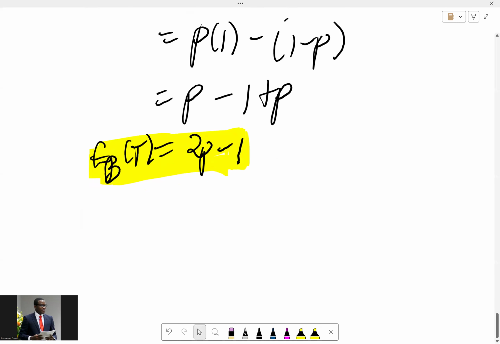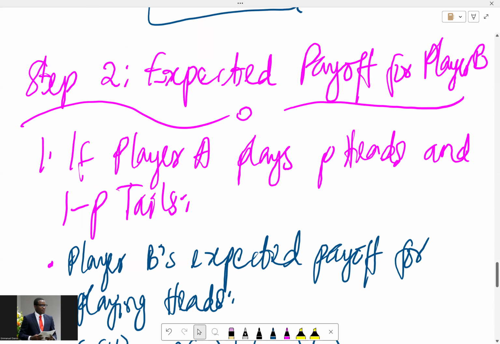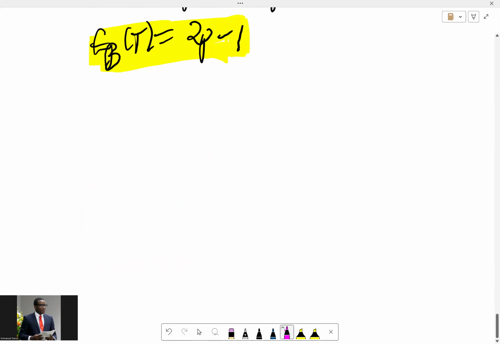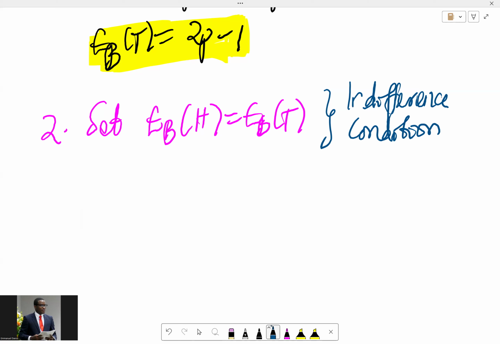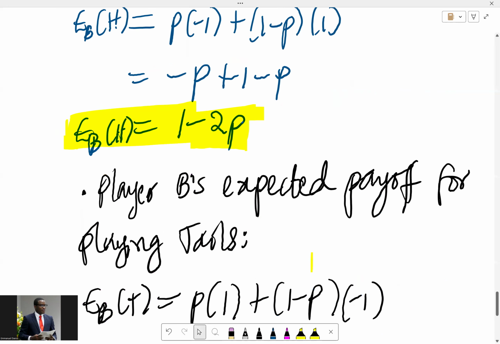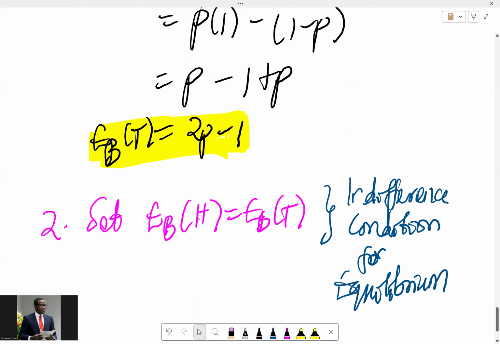So again, we continue to the second point under step 2. We now set EB of H equal to EB of T. And this is basically the indifference condition for equilibrium, just like we did before. So what is EB of H? EB of H is 1 minus 2P. EB of T is 2P minus 1.